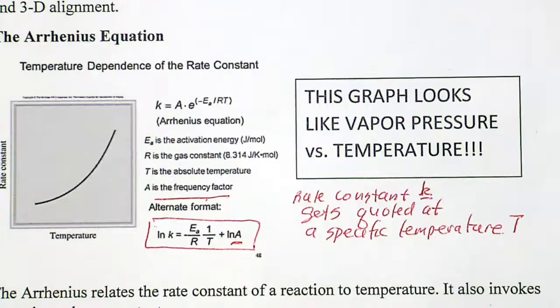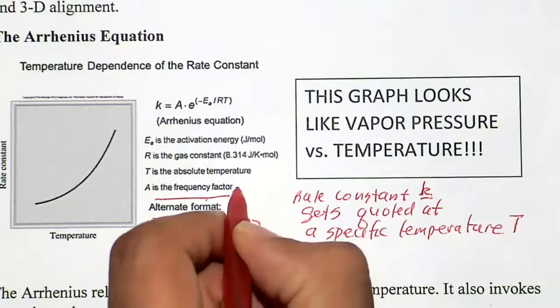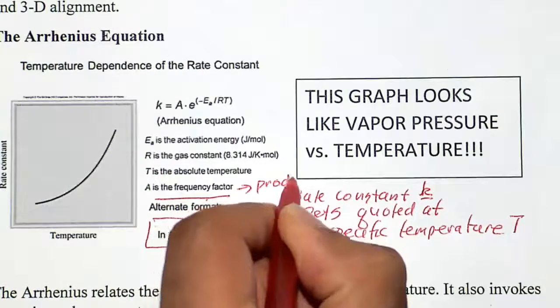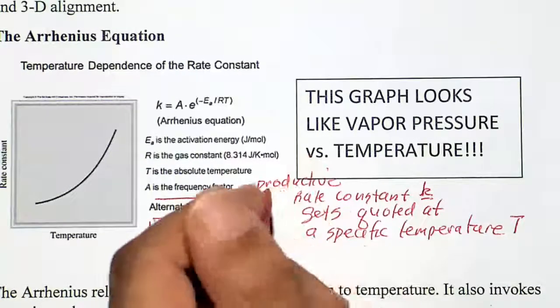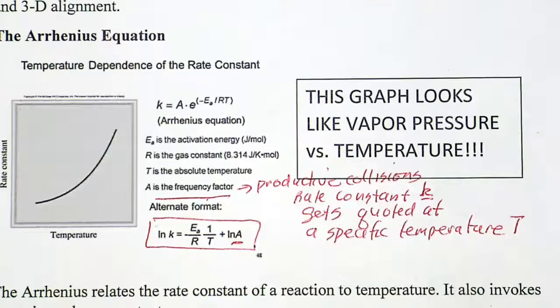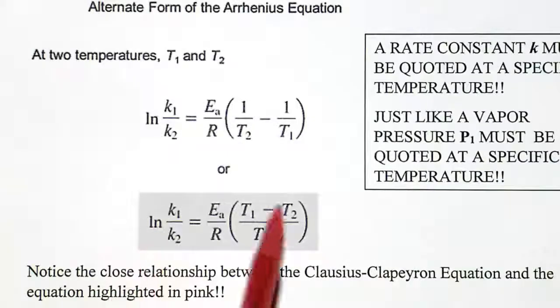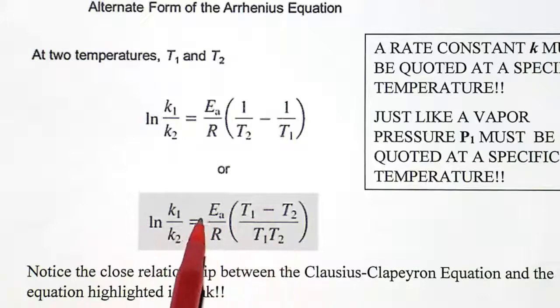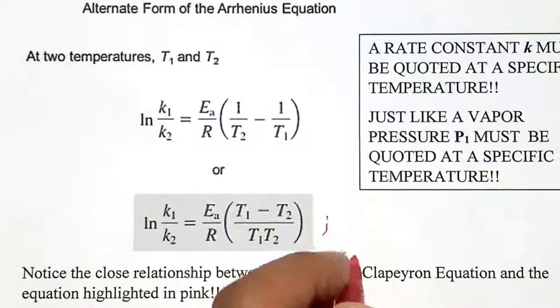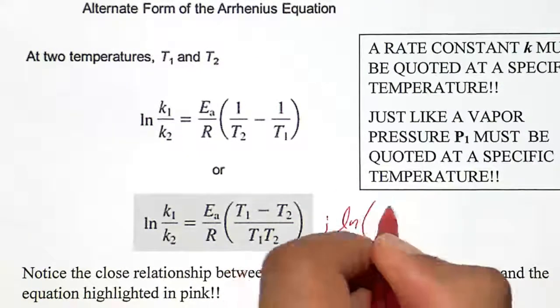So when you make a transition state intermediate, the orientations of the reactants must be right. They must be productive collisions. So the frequency factor takes into account what are known as productive collisions between the reactants, say A and B. If collisions between A and B are not productive, then the transition state won't release products. This is the relationship for determining the rate constant at a quoted temperature, just similar to the Clausius-Clapeyron equation, where we quote a particular vapor pressure at a temperature T.